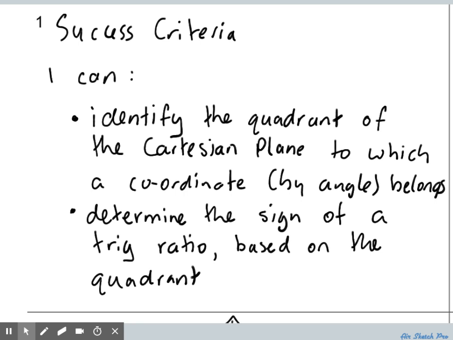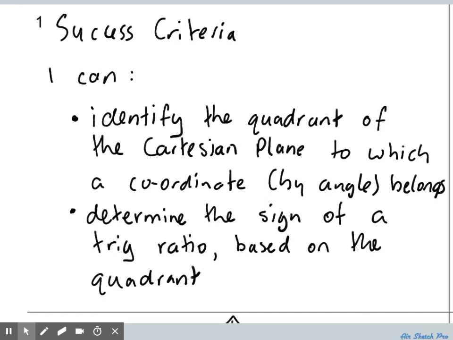Okay, so here are the success criteria for today. It's action-packed Tuesday. I can identify the quadrant of the Cartesian plane to which a coordinate belongs. That'll make sense as we go along. I can determine the sign of a trig ratio based on the quadrant. So for this one, we're going to be extending our understanding of trigonometry beyond acute angles to any possible angle. Last unit, we looked at extending it to obtuse angles between 90 and 180, but we'll actually extend it all the way through now.